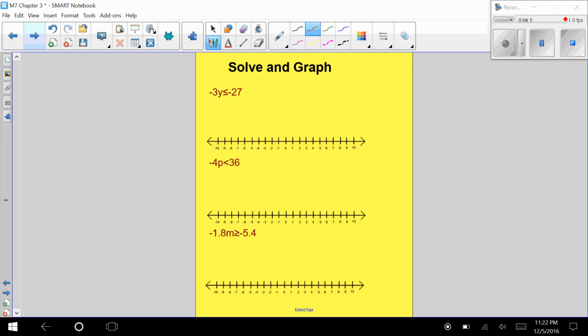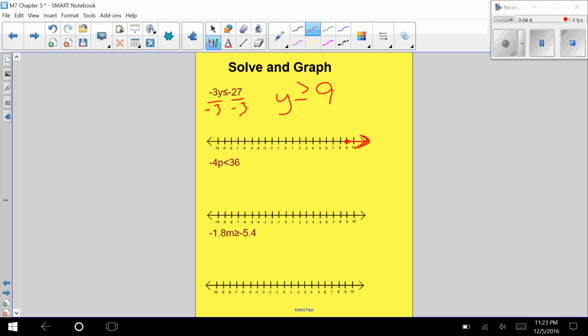Let's try a couple. Negative 3y is less than or equal to negative 27. I'm going to divide both sides by negative 3. So I get y and a positive 9. Since I divided both sides by negative 3, I flip my inequality symbol around. So at 9, I make a filled-in dot, and my arrow goes to the right now.